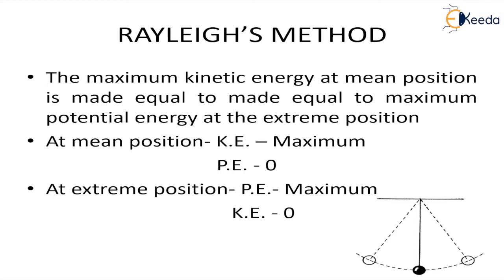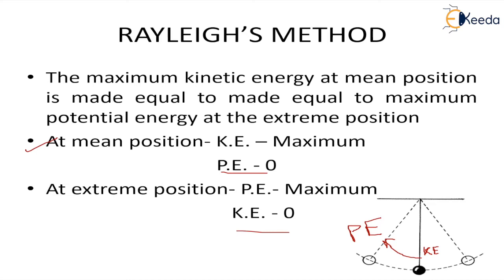What does this method say? We have already discussed that the energy in the system is constant. If we take the case of a pendulum, at the mean position the energy the pendulum has is the kinetic energy, which is at its maximum value at the mean or equilibrium position, and the potential energy is zero. And at the extreme position, when it is going from here to this position, the kinetic energy keeps converting to potential energy in such a way that when it reaches the extreme position, all it has is potential energy, and the kinetic energy becomes zero.